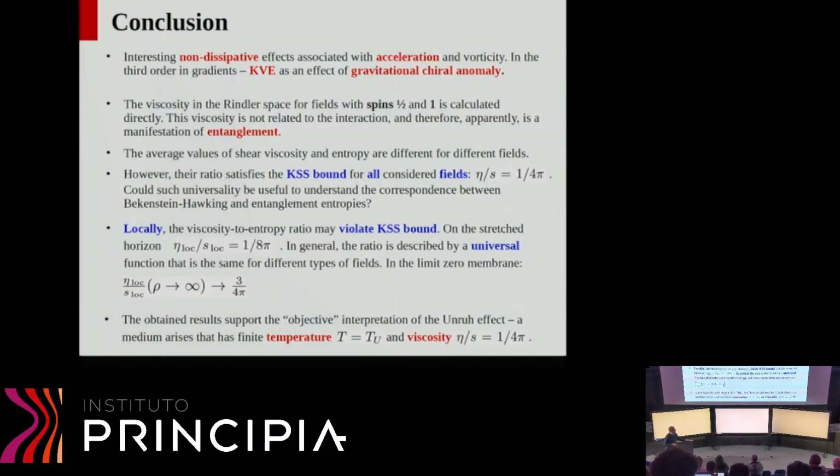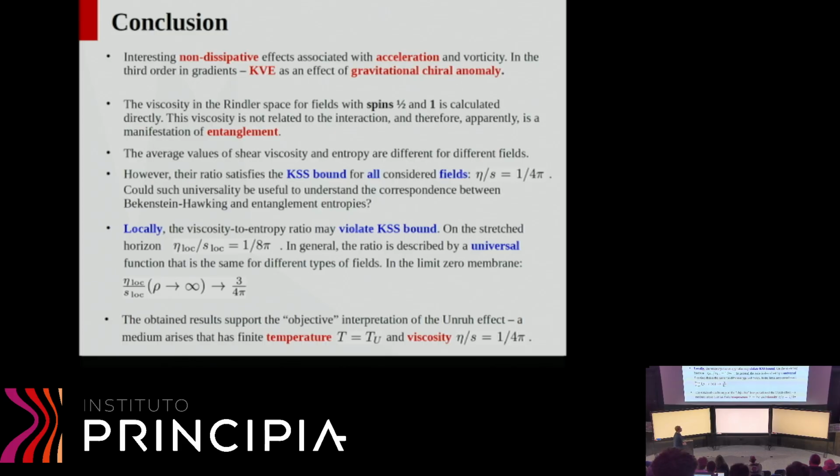Now I move to the conclusion. So first, I want to notice that there are interesting non-dissipative effects related to vorticity and acceleration, such as the kinematical vortical effect related to the gravitational chiral anomaly. Also, we calculated viscosity in Rindler space for Minkowski vacuum for spin 1/2 and spin 1. And it is not related to interaction. However, it is related to entanglement.